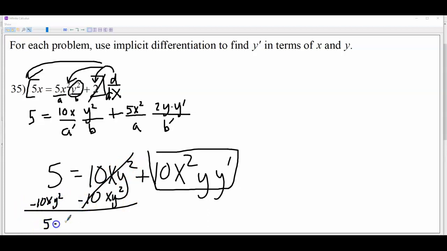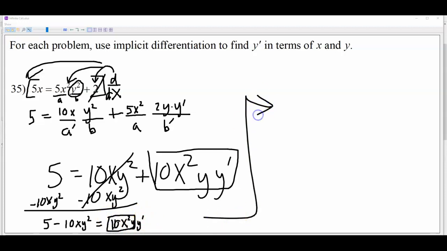So now I've got 5 minus 10 one there. And now what I want to do is divide both sides by this. That way I end up getting the y prime by itself. So if I divide both sides by that part I boxed, you're going to end up with something that looks like this.